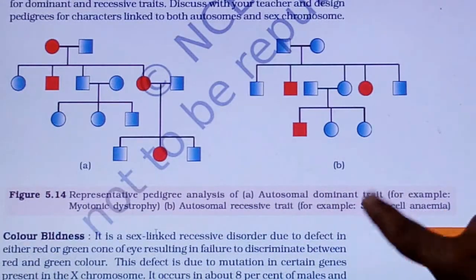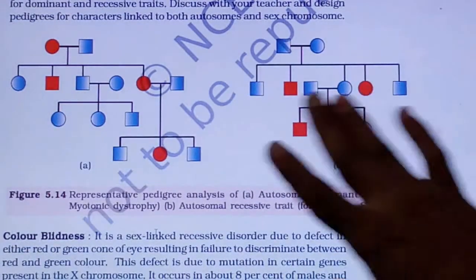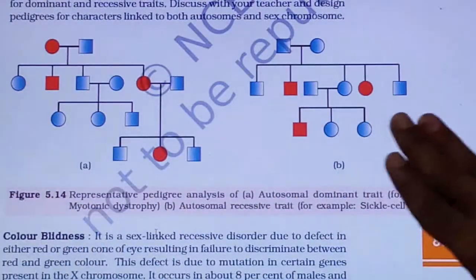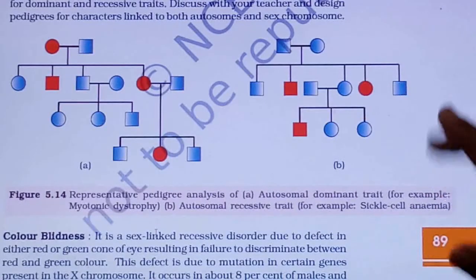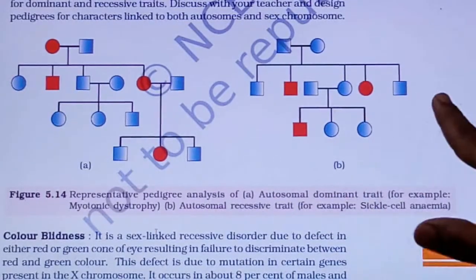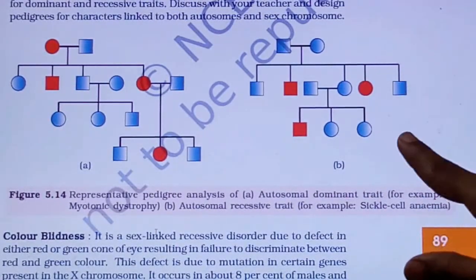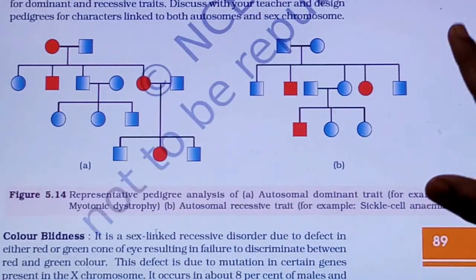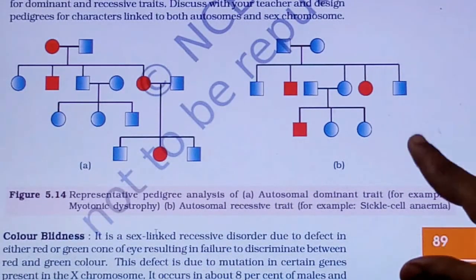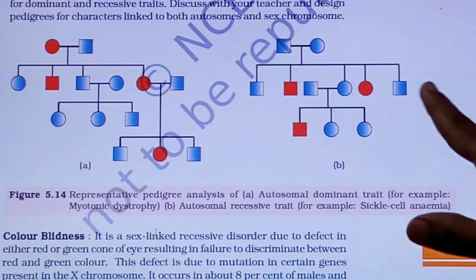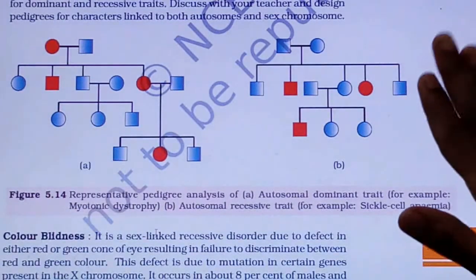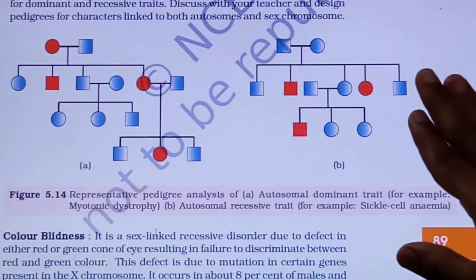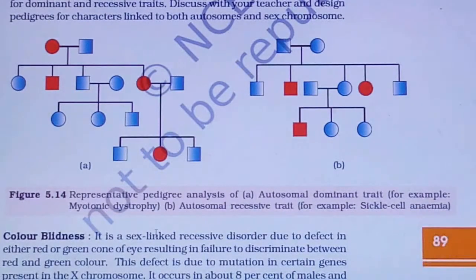So these examples will be asked. Even such pedigree charts will be given. When a chart is given, you have to find out whether it is a dominant trait or recessive trait, and whether it is an autosomal or sex-linked disease. That kind of question will be asked for 2 or 3 marks. Prepare this point also very nicely for 3 marks.